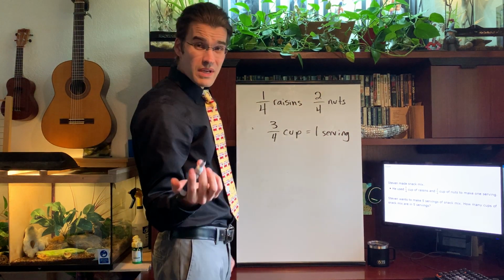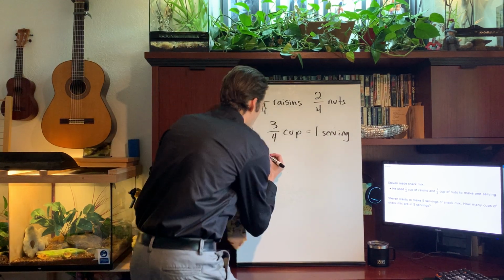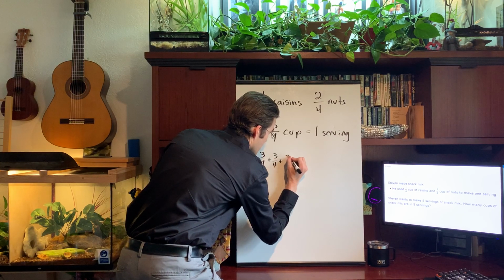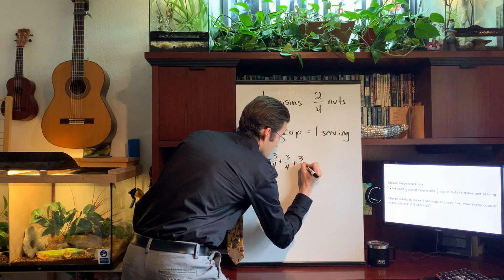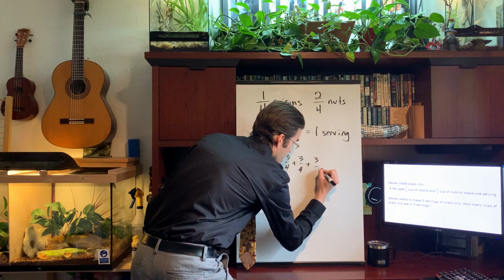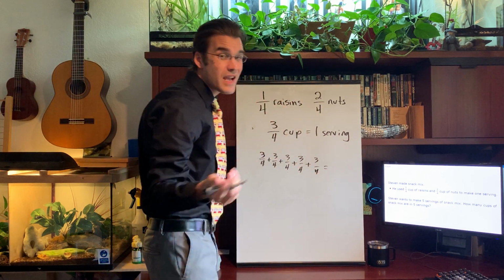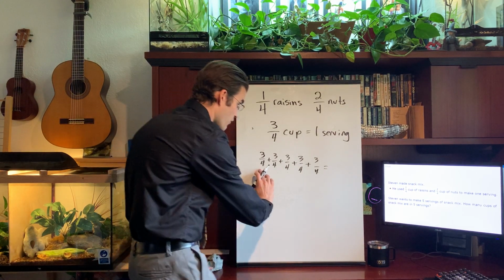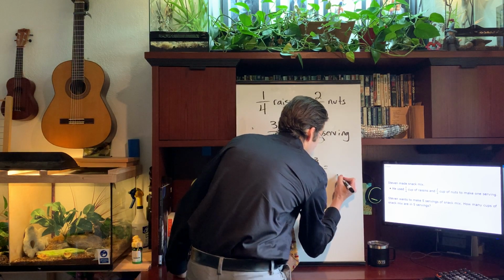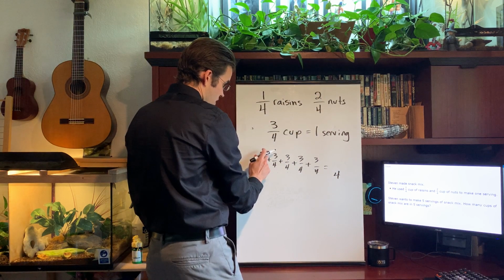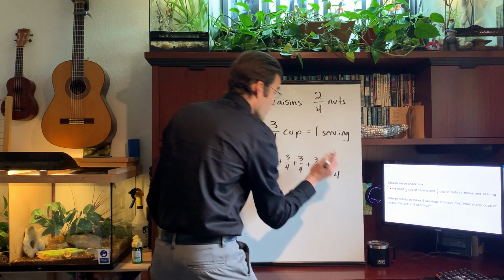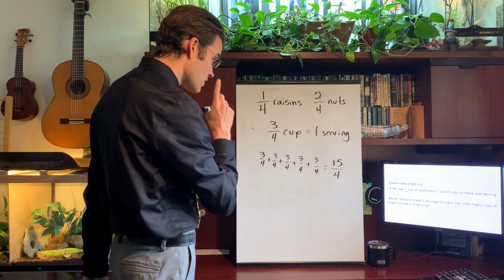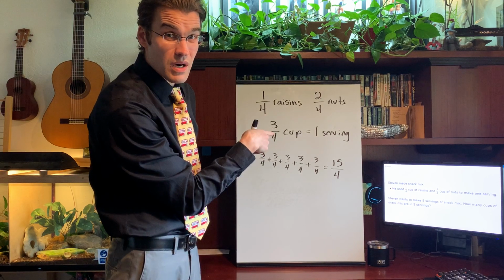Okay? So, let's add these together. Now, there's a couple ways we can do this. We could do 3/4 plus 3/4 plus 3/4 plus 3/4 plus 3/4. Okay, now it takes a while, but it'll work, right? Let's do it. The 4 stay the same, so we're gonna have a 4th and 3, 6, 9, 12, 15. Okay, 15/4.